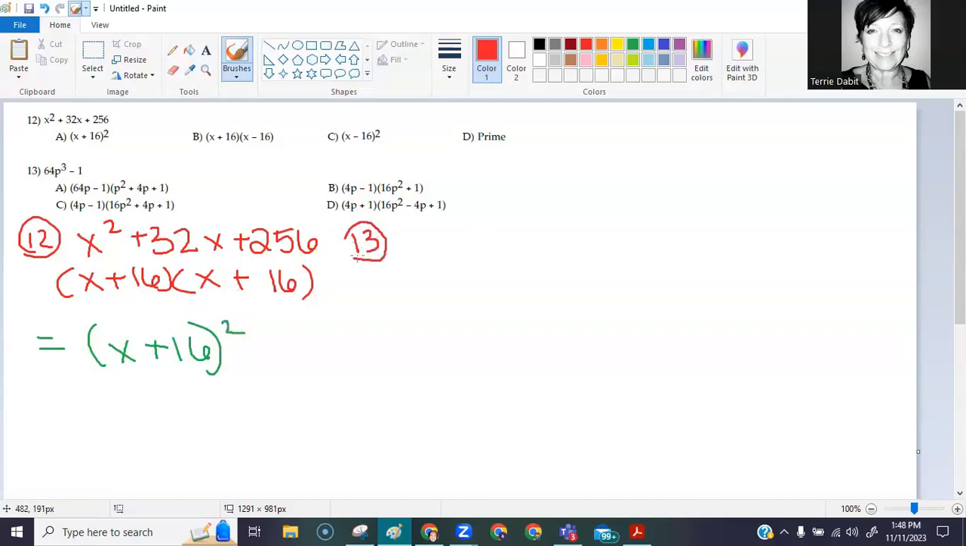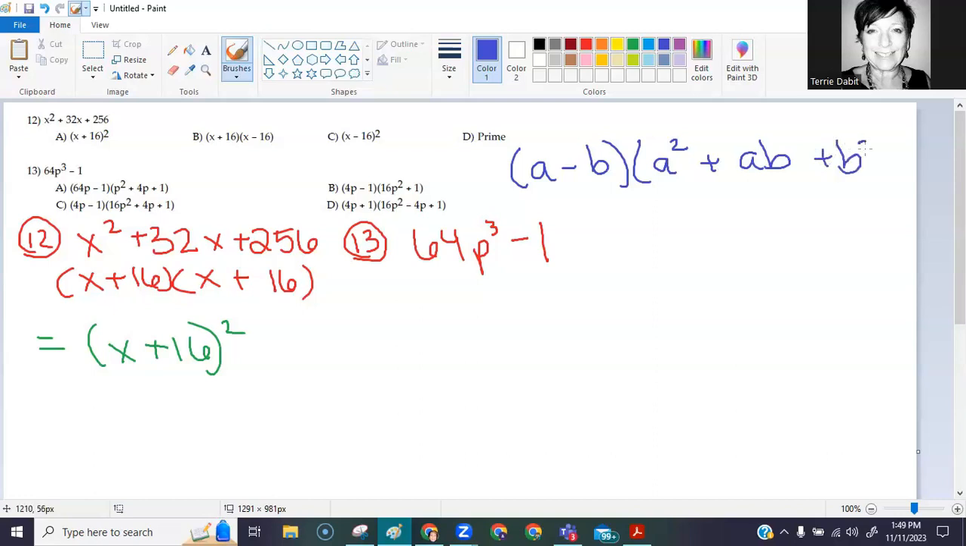Number 13 is difference of cubes. We have a cubic here. And if you remember, there are some formulas that help you with this one. If I'm doing subtraction, I'm going to do a minus b, and that's going to be times a squared plus ab plus b squared.